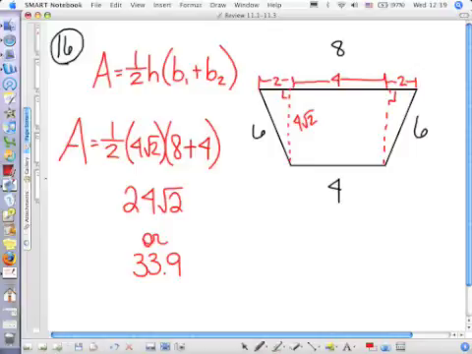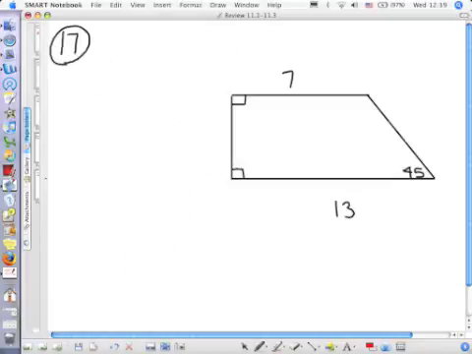Again, if you're giving me decimal answers tomorrow, I want it rounded to the nearest tenth. I'll have that on the paper, though, to remind you. What's number 17? It's another trapezoid.